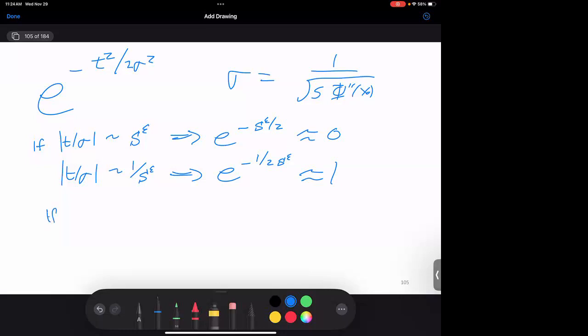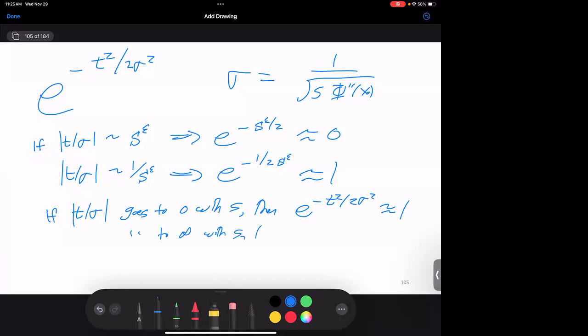So if t over sigma goes to 0 with s, then e to the negative t squared over 2 sigma squared is going to roughly be of size 1, because you'll have e to essentially 0. If, however, it goes to infinity with s, then this is going to be essentially 0. So this is the high level of what's going on.